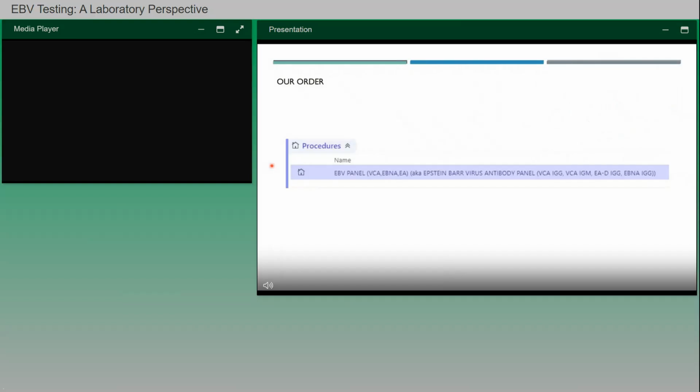This is what the order looks like. Try to put as many synonyms as we can. Can't see this display, but in the background, we even have Monospot as another synonym to kind of bring people to this test panel so that they all know that they're looking at the same thing. And this is the only test we offer for EBV, is that multiplex multi-marker serologic test.